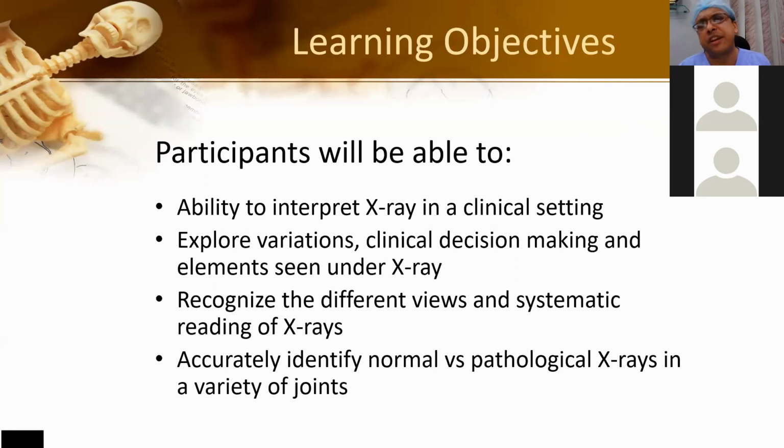Then certainly there would be different views, what is important for you to look at, and how you should systematically read X-rays rather than go in a hodgepodge, haphazard manner. Lastly, this is extremely important, and probably what you are looking for: about 6 or 7 joints that we will be discussing, normal versus pathological X-rays of that specific joint, to understand what you can see normally and what diagnostic features you can see in certain cases or scenarios.